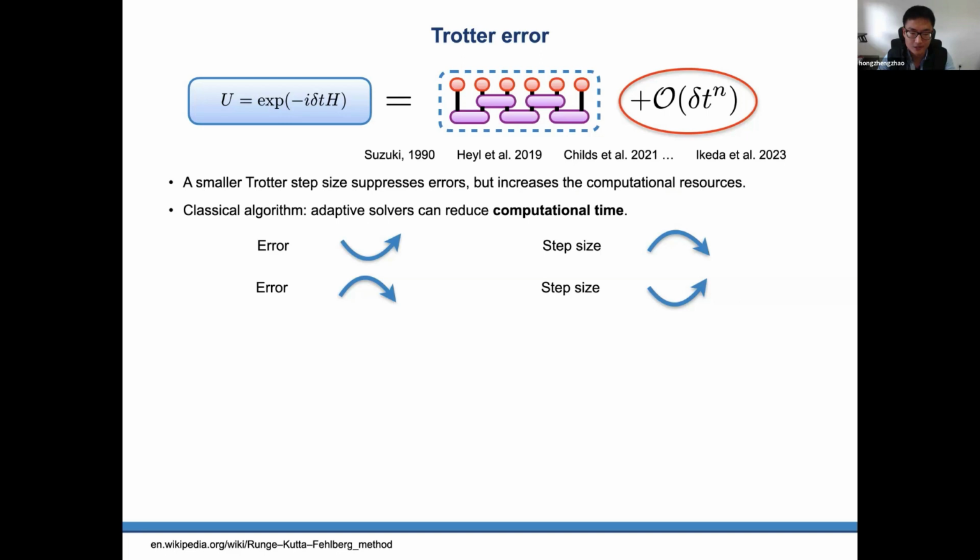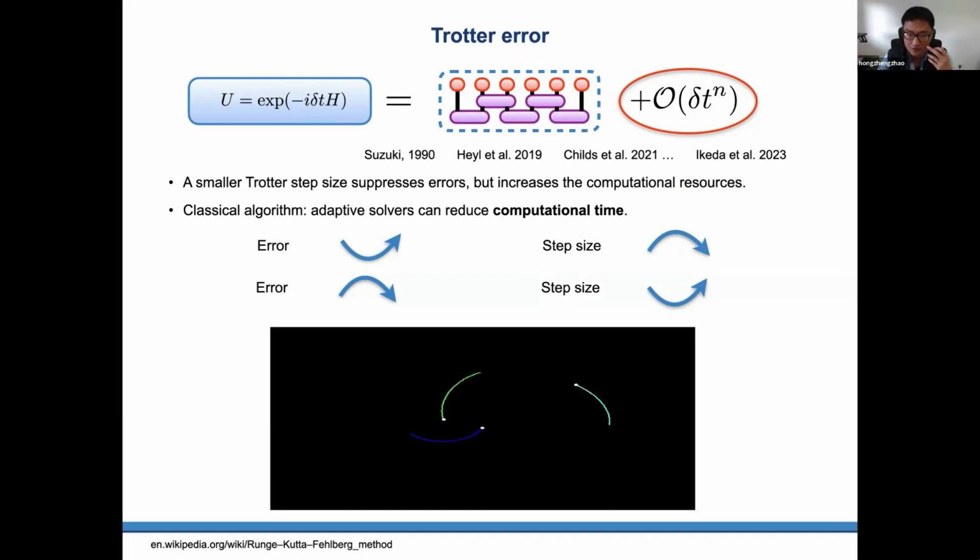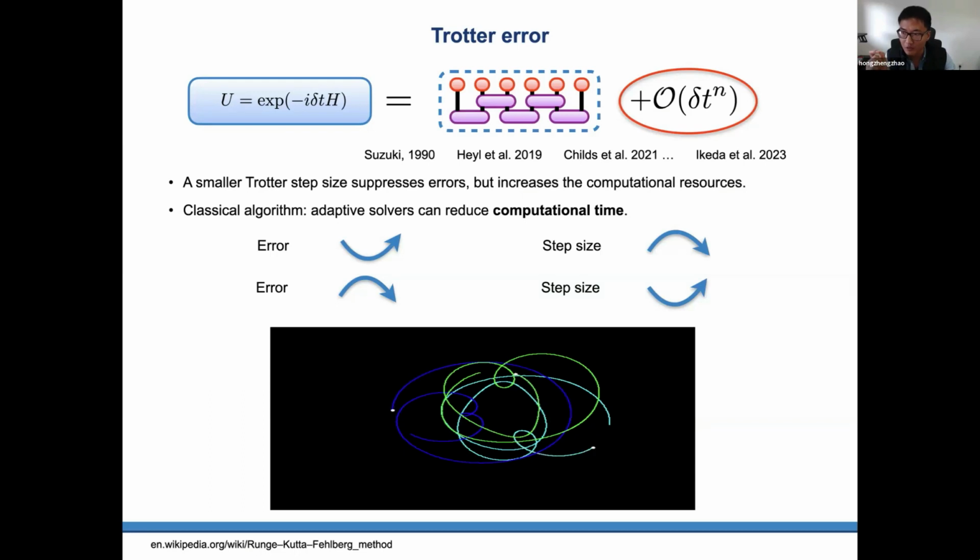The famous example is the Runge-Kutta method. Here I also show a dynamics of three particles, which I downloaded from Wikipedia. There, three particles are attracting each other by gravitational forces, and you can notice that when two particles are close to each other, where their forces are very strong, the error happens rapidly and computationally the simulation takes longer. But if those two particles are far away from each other, you can increase your step size to speed up your simulation.